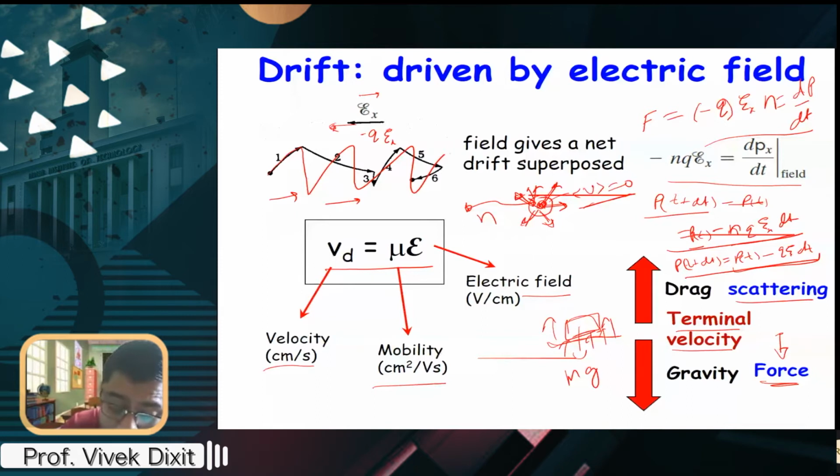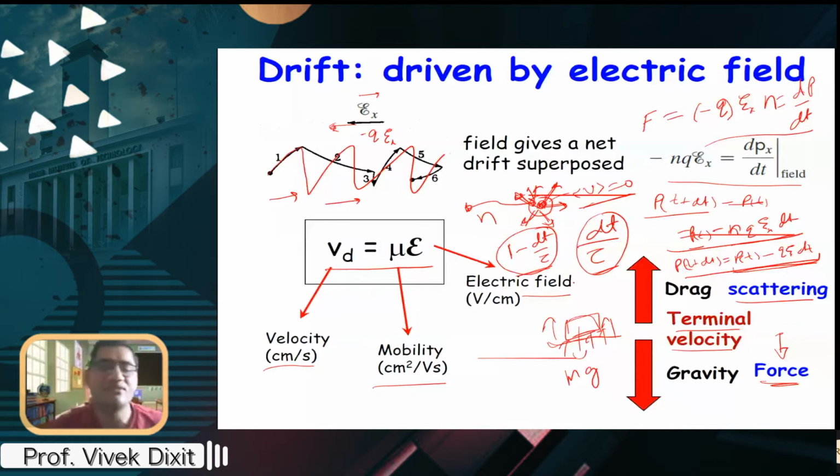Now some of these particles will be scattered, right? So when they are scattered, and the scattering time is tau, in dt time, how many particles will be scattered? dt by tau. So dt by tau will be scattered, and 1 minus dt by tau will not be scattered. So this change in momentum will be applicable for only the particles which are not scattered. The particles which are scattered will again have zero momentum, because scattering is isotropic.